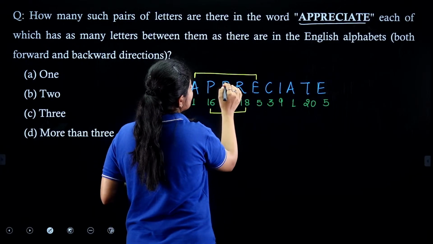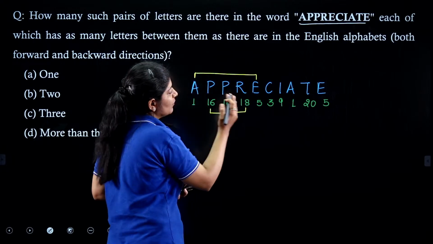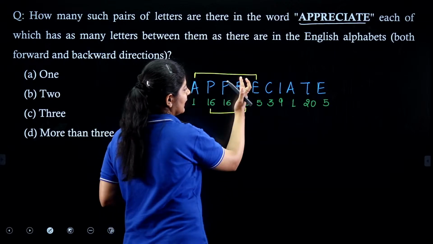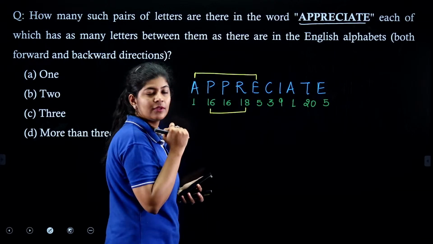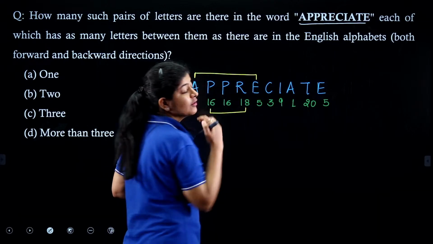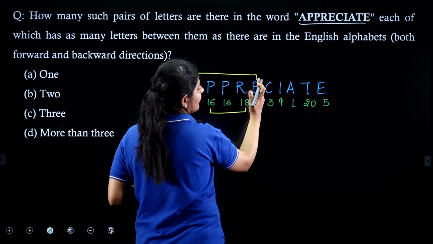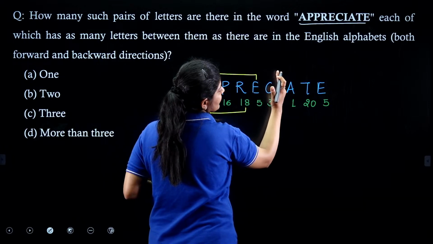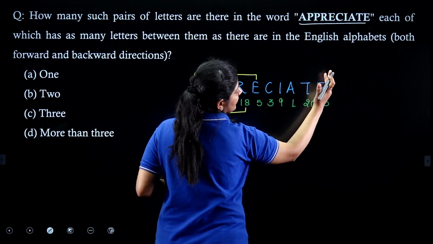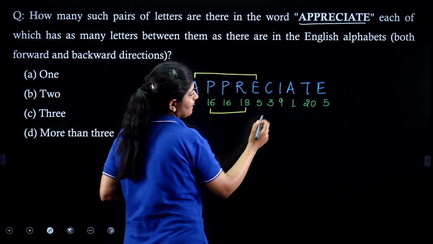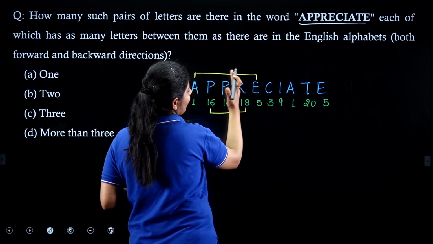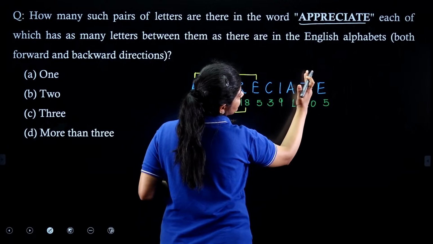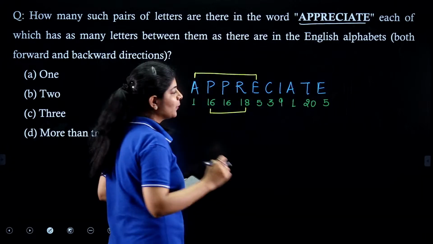Next. 16, 17, 18. No. 17, 18, 19, 20. No. The next number. 18, 19, 20. No. 19, 20. No. Start with 5. 5, 6, 7, 8, 9. No. 6, 7, 8, 9, 10. No. Next. 3, 4, 5, 6, 7, 8. No. 4, 5, 6, 7. No. Check with this one.